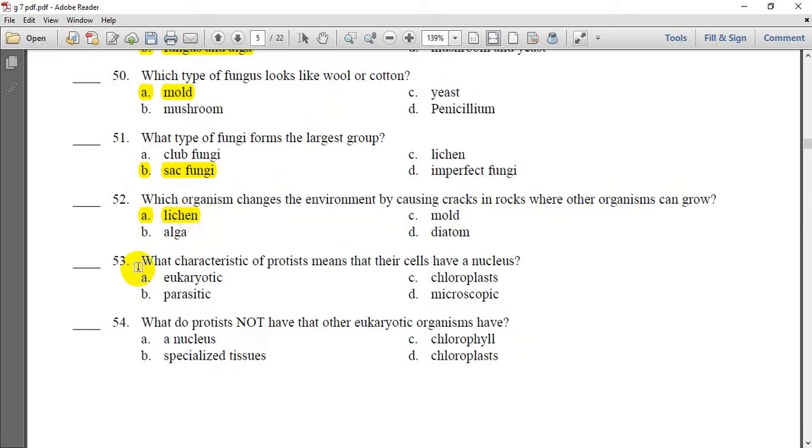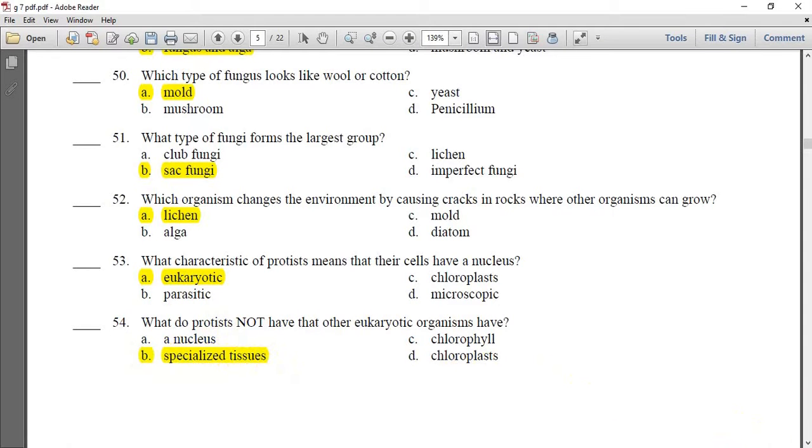Question 53. What characteristic of protists means that their cells have a nucleus? They are eukaryotic organisms. Next, question 54. What do protists not have that other eukaryotic organisms have? Most eukaryotic organisms have specialized tissues, but protists, because they are very simple organisms, don't have specialized tissues. So the answer will be letter B.